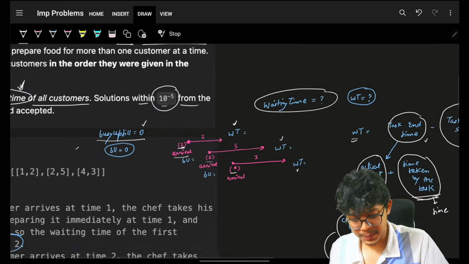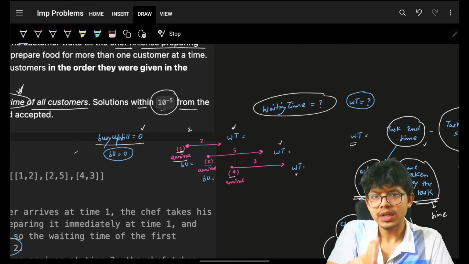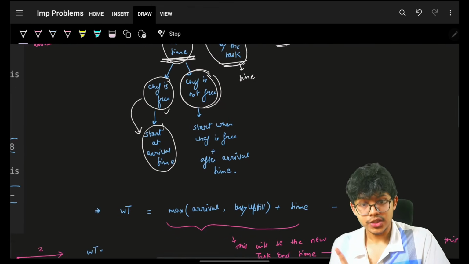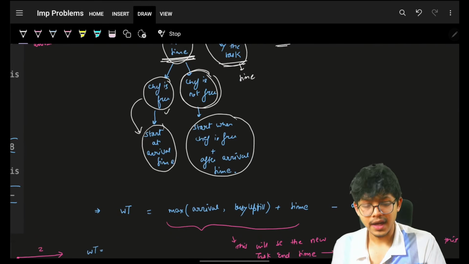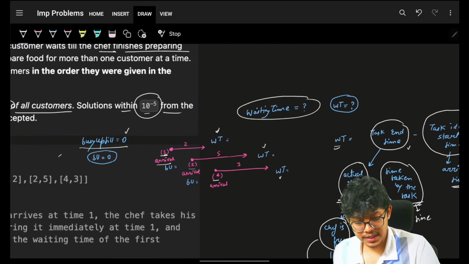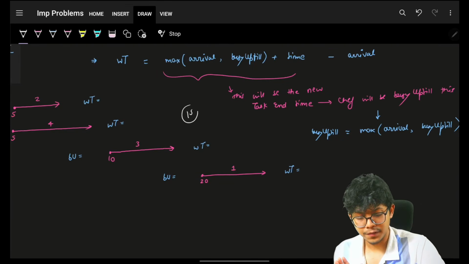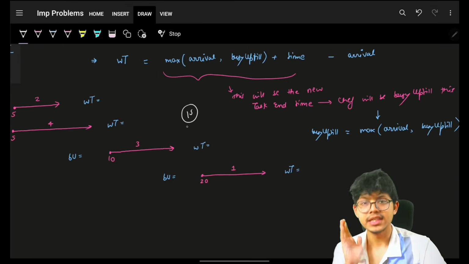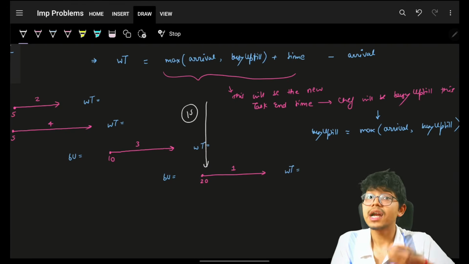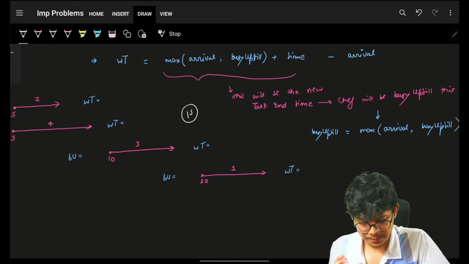So if the chef is busy, let's say up till point two, he will start preparing the food at point two onwards. Cool. And again, make sure that this also should be valid. Let's say if the chef is busy up till point 15, or let's say up till point 16, but the customer is coming in at 20, so obviously I will start preparing at time 20 because that's when the customer came in.